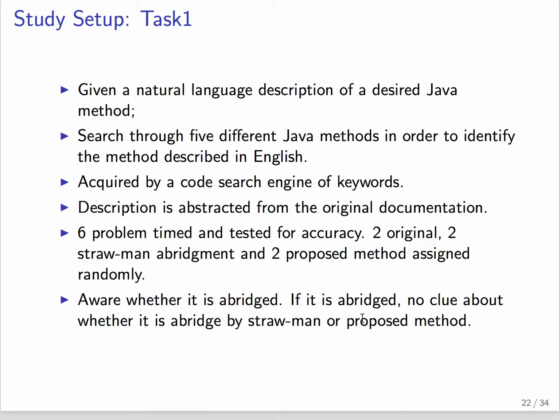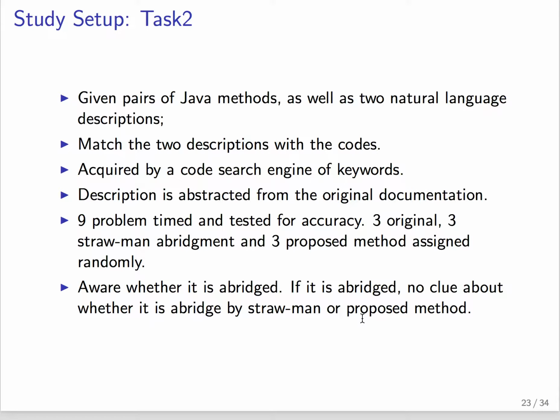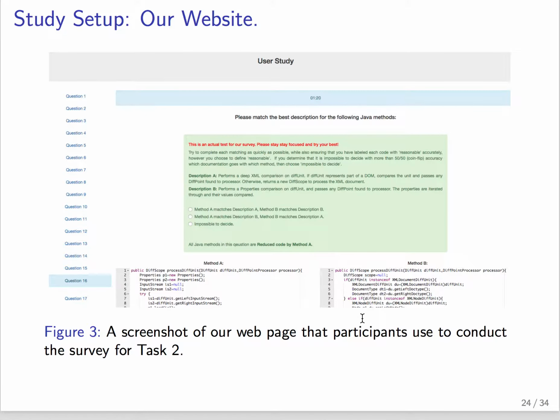And we designed two tasks. The first task is that given a natural language description of a desired Java method, we ask the user to select from 5 different Java methods to identify the method that was described by this English description. And the second task is that each programmer is given a pair of Java methods and a pair of natural language descriptions. We want the participants to match the description with the source code. And for both tasks, we deploy this on an online web page. People just do the experiments online.